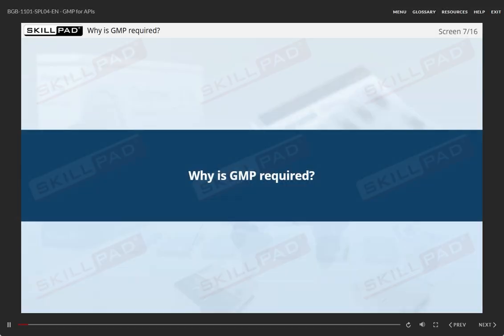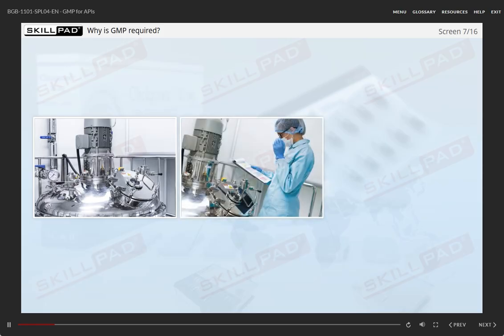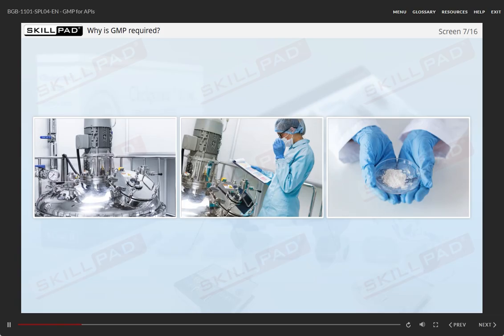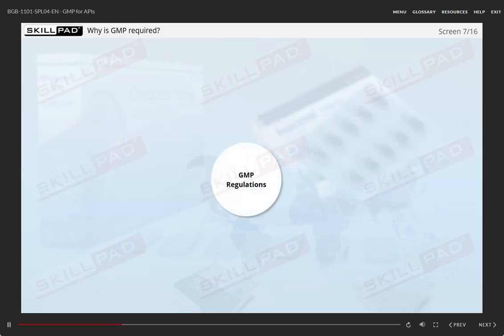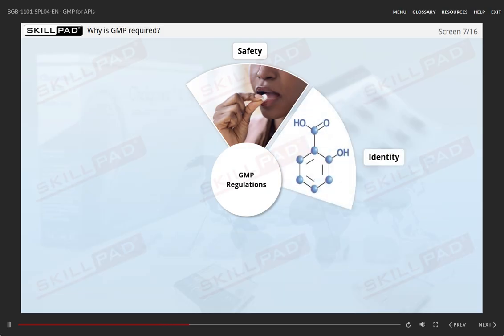Why is GMP required? In API manufacturing, the purpose of following GMP regulations is to ensure that all active pharmaceutical ingredients are consistently manufactured to a high quality standard and possess the following characteristics. Safety. The API is safe for the consumer and has been tested for side effects or any other risks for the user. Identity. The API that has been manufactured is the correct one.